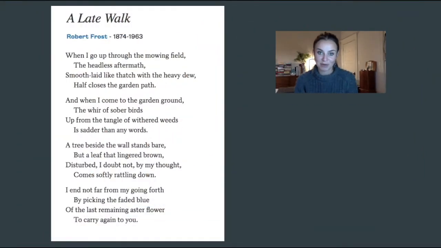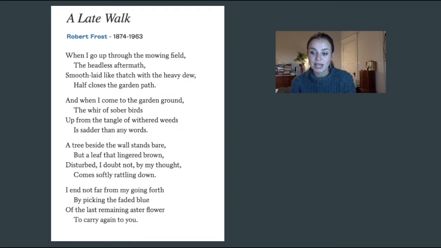First up, we have A Late Walk by Robert Frost. When I go up through the mowing field, the headless aftermath, smooth laid like thatch with the heavy dew, half closes the garden path. And when I come to the garden ground, the whir of sober birds, up from the tangle of withered weeds, is sadder than any words.